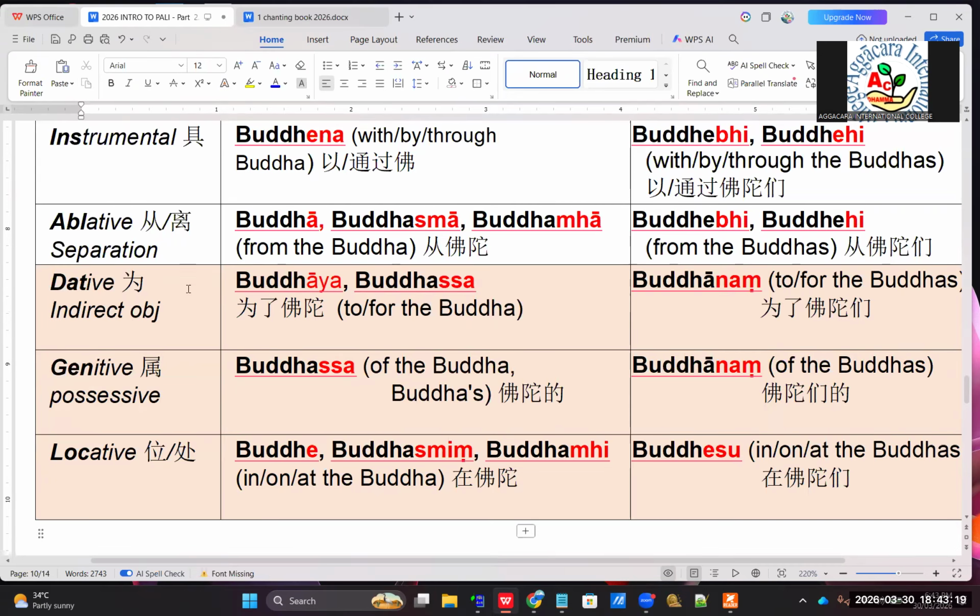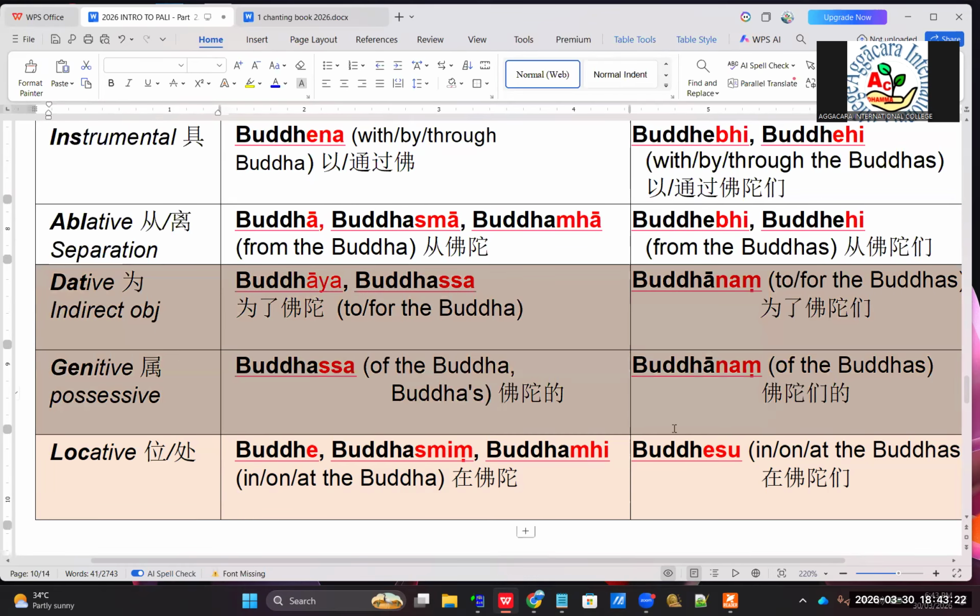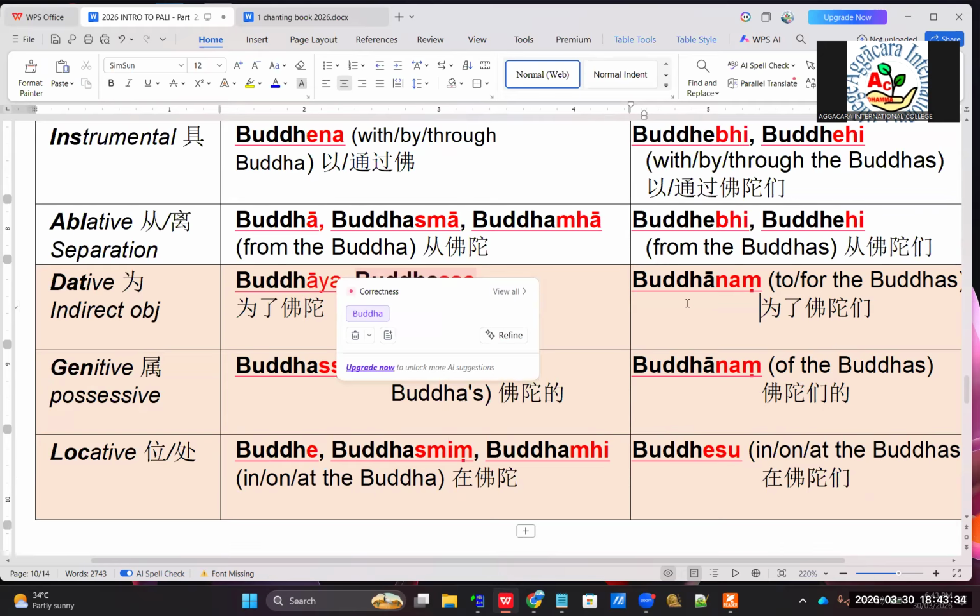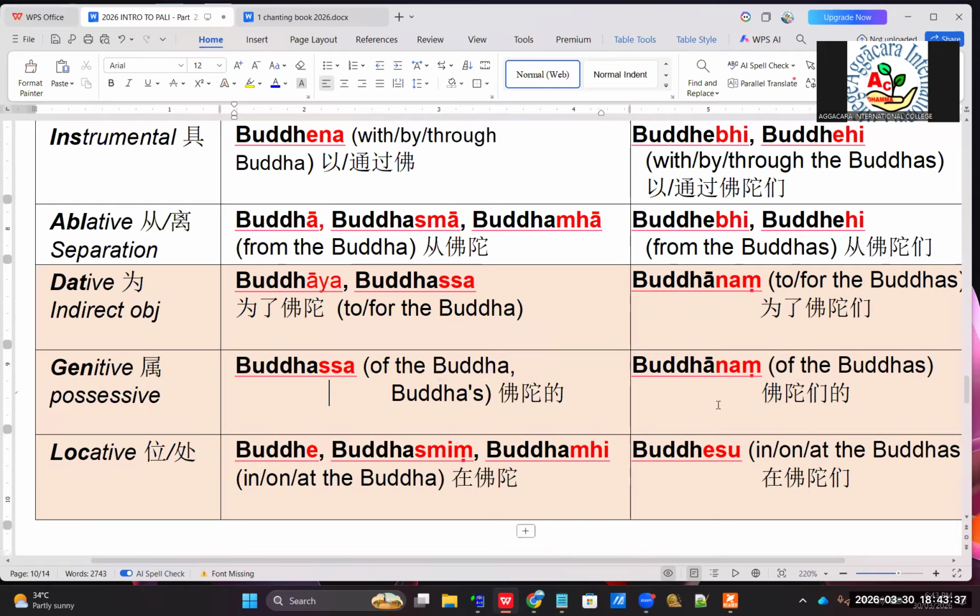Okay, so the third group will be this together. Why? Because the plural is the same here. Dative and genitive plural. So Buddhaya, Buddhasa, Buddhanam, Buddhasa, Buddhanam. Then Buddhe, Buddhasamin, Buddhamhi, Buddhesu. Now this one, Buddhaya, Aya, Sa. So how do you remember?